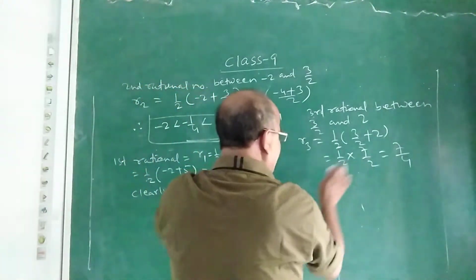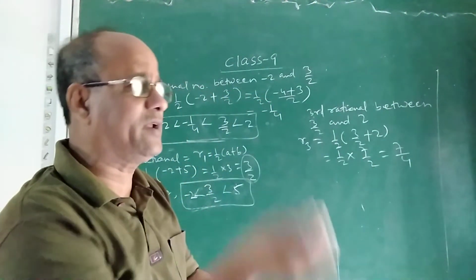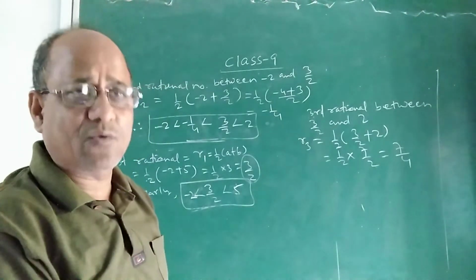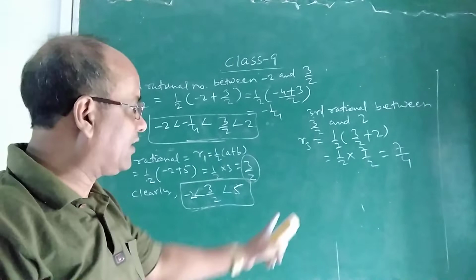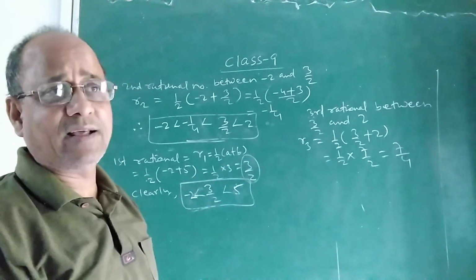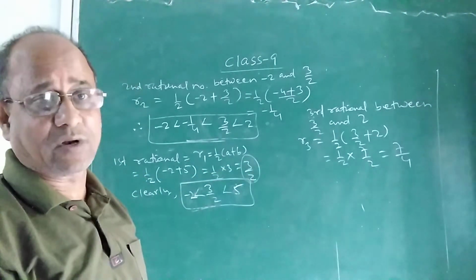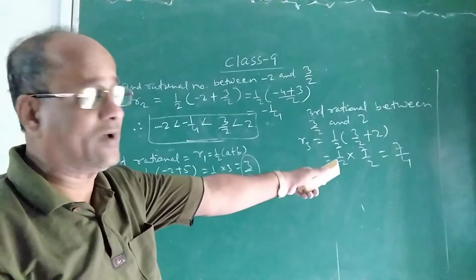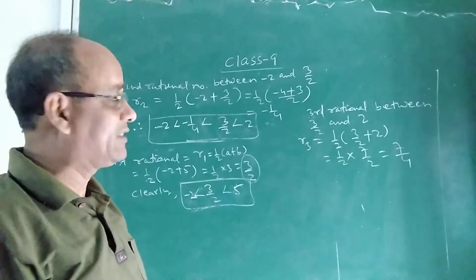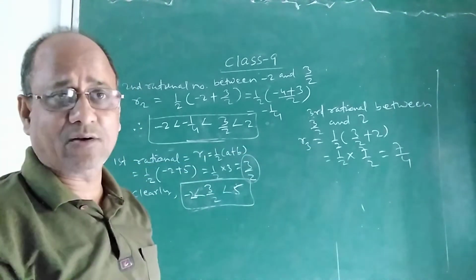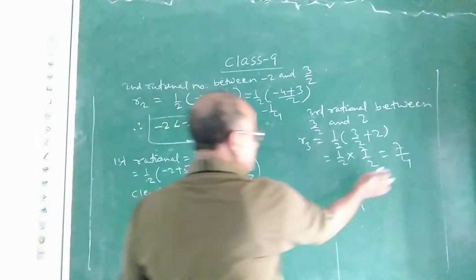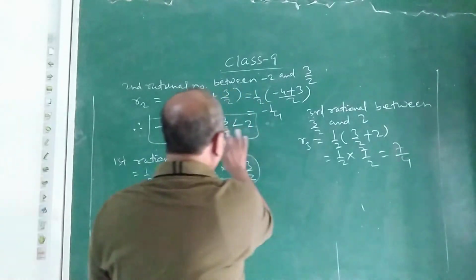Now you insert it. After finding every rational number you insert it so that the inequality will be satisfied. That satisfaction of inequality is very important. Then only that will be the required rational number between the given two rational numbers. Otherwise no. If it does not satisfy the inequality, then we cannot claim that this is a rational number between the given two rational numbers. So now you insert 7 by 4 between these two.